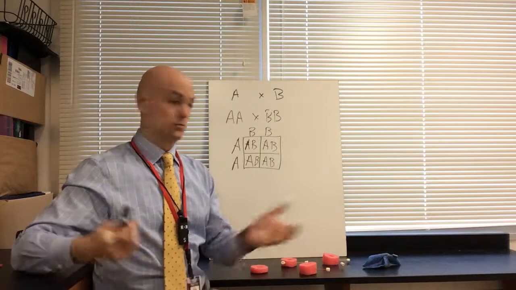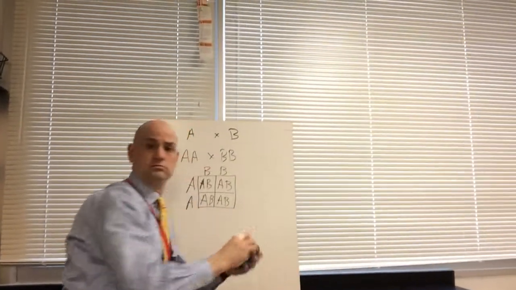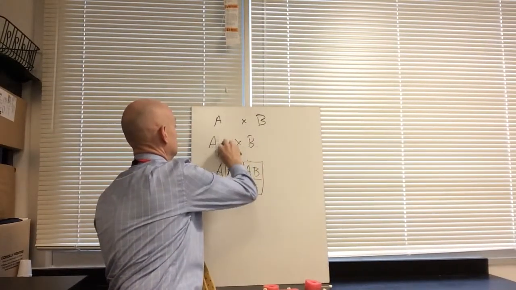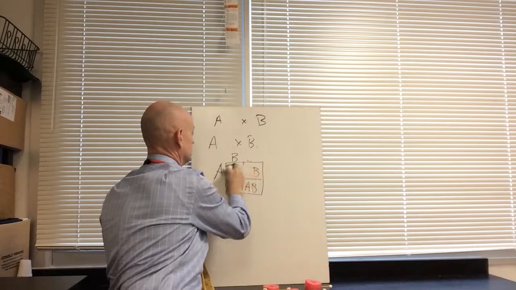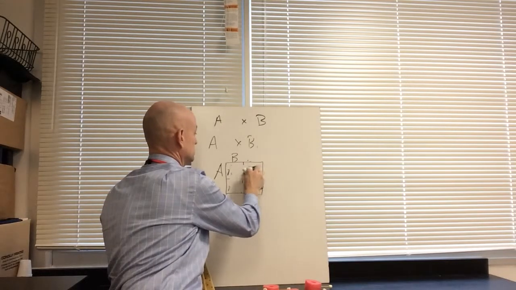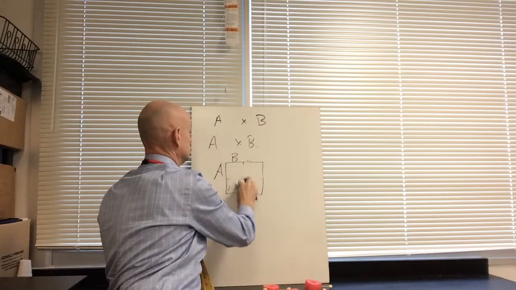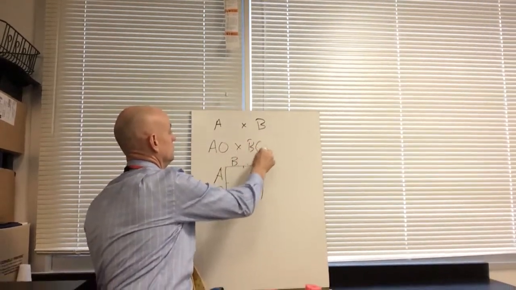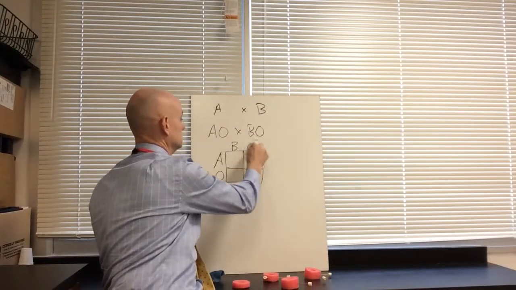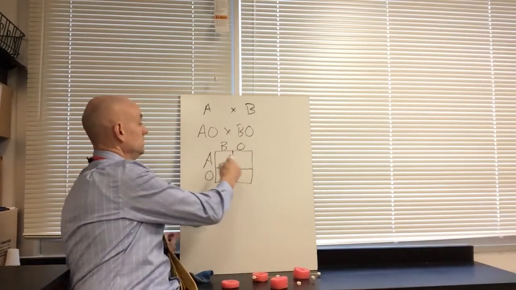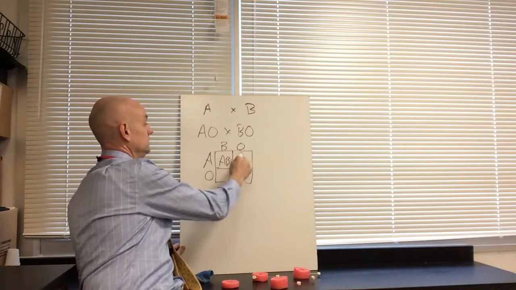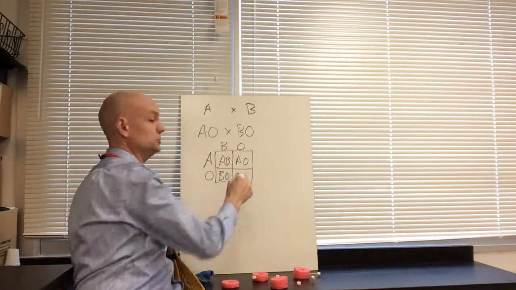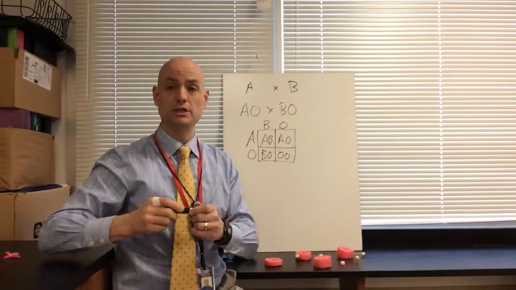All right, so what if it's both heterozygous? Well, how does that change things? Okay, AO, BO. And so you get AB, AO, BO, and OO. You get four different blood types.